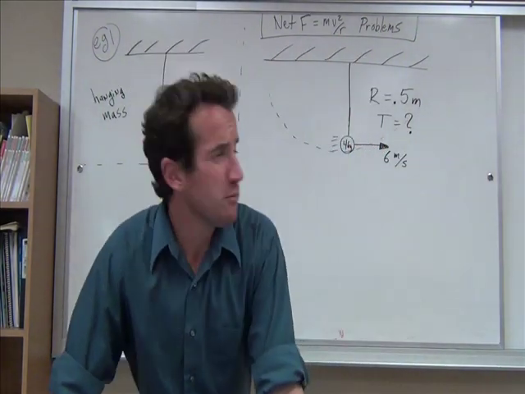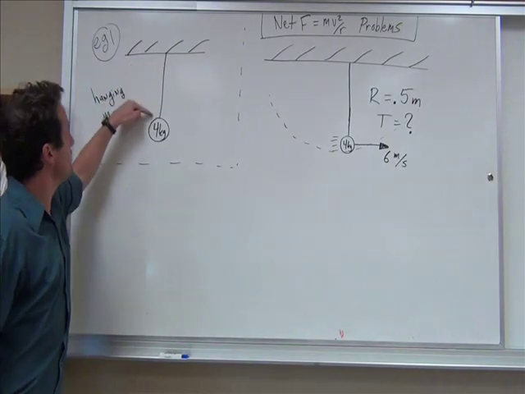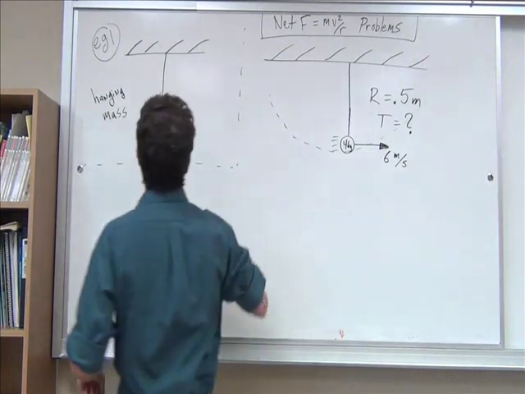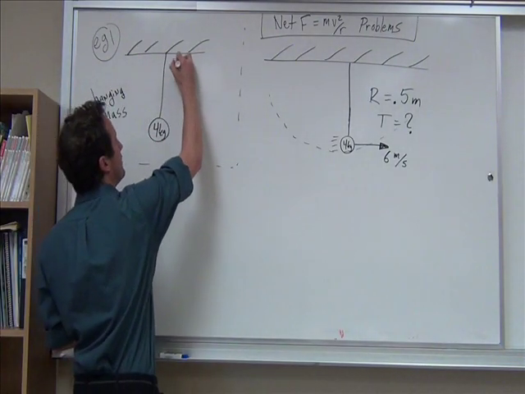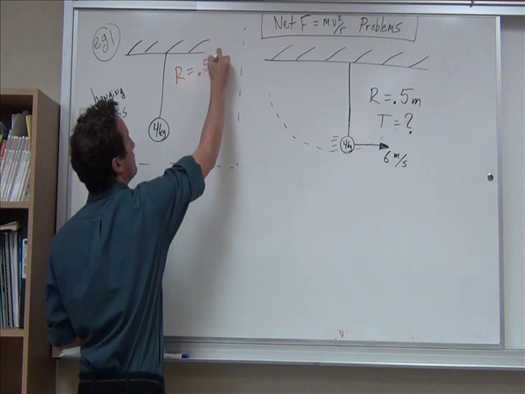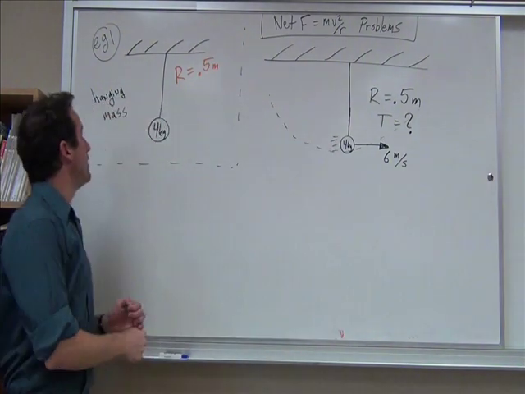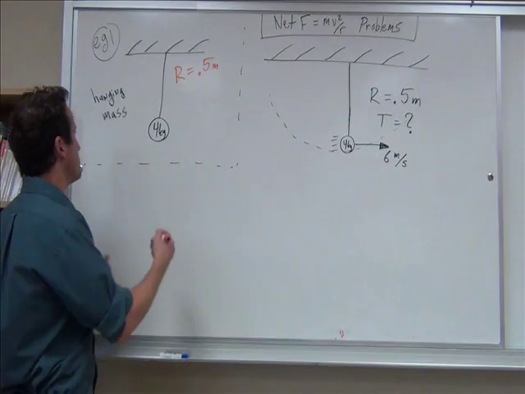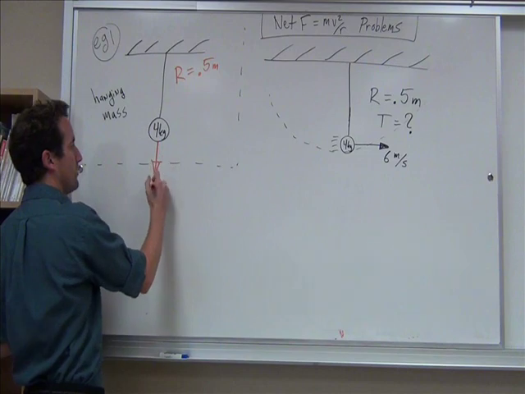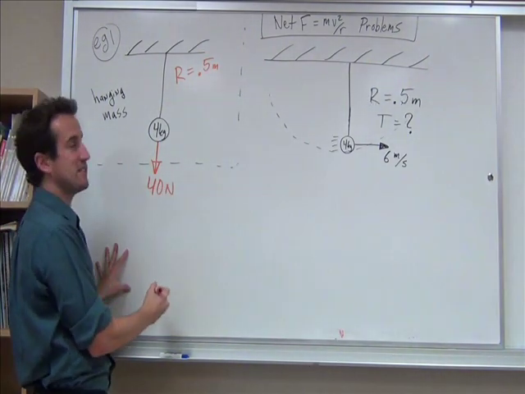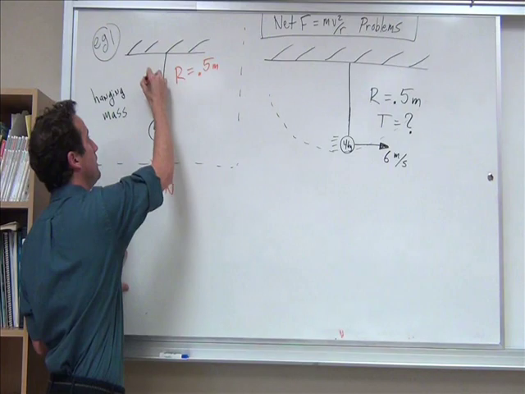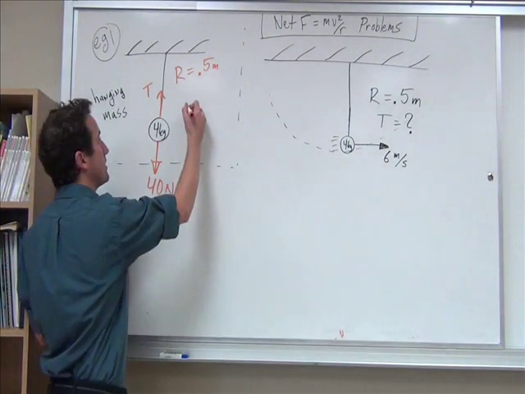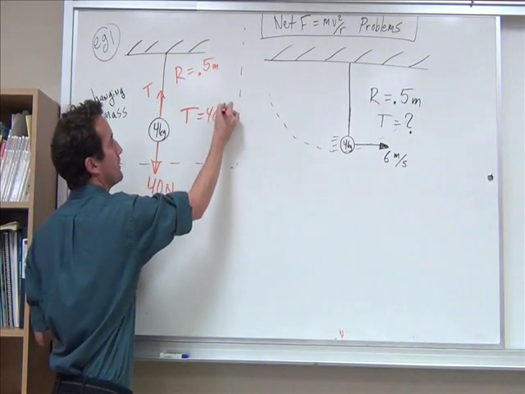In the first example, I'm going to do just a string hanging down with a 4 kilogram mass. And the question is, what's the tension in the string? By the way, the length of the string is 0.5 meters, as in the next example too. In this case, it's just hanging down, doing nothing, it's just a hanging mass. And so the force of gravity, 40 newtons down, perfectly balances out the tension up, allowing it to have equilibrium, no acceleration. So here, the tension is simply 40 newtons.